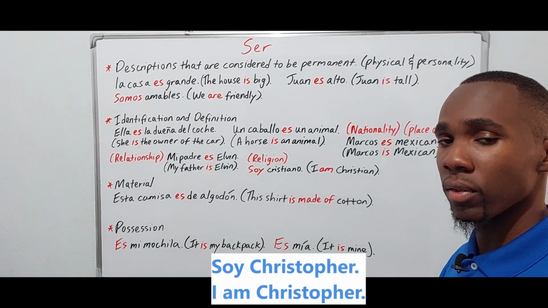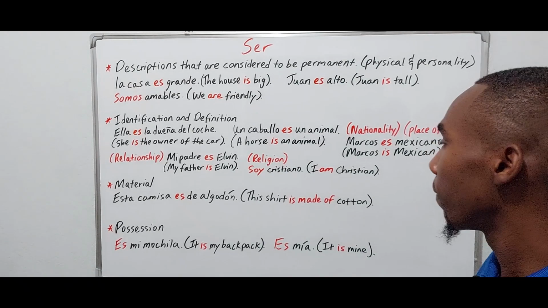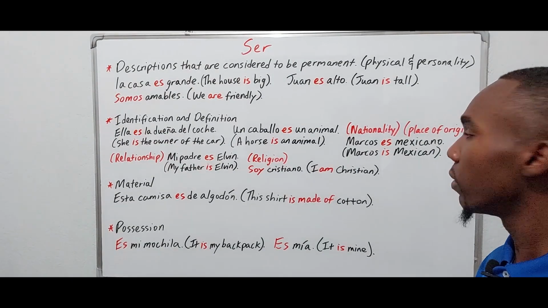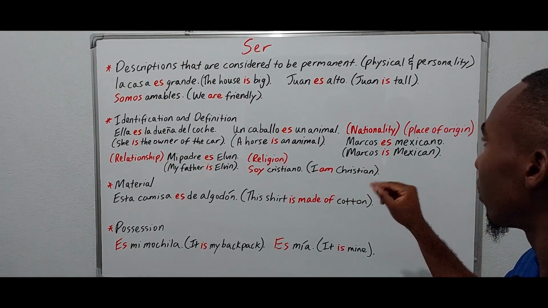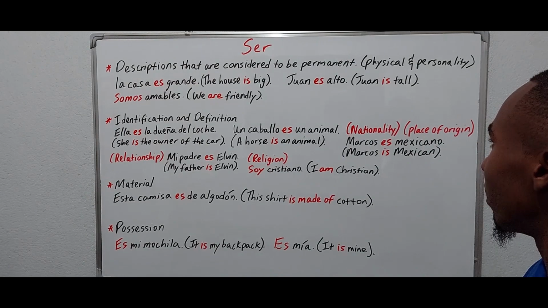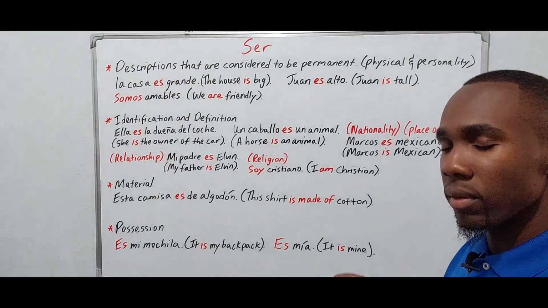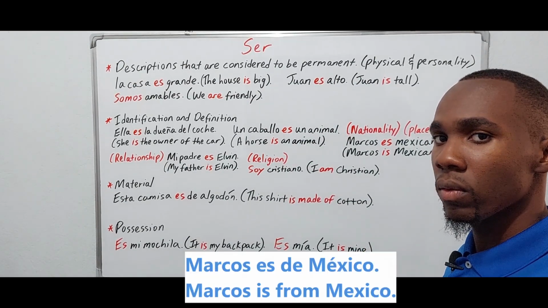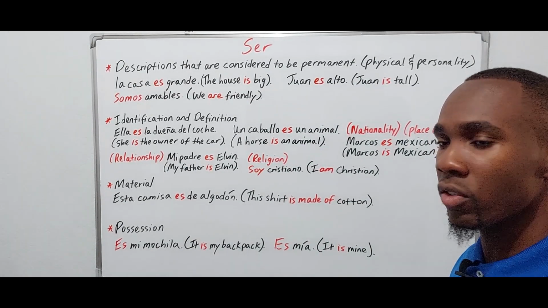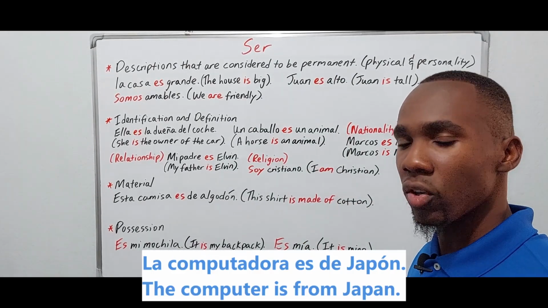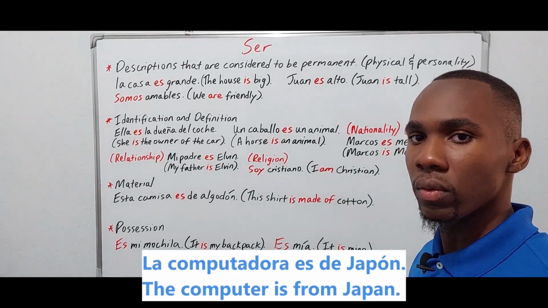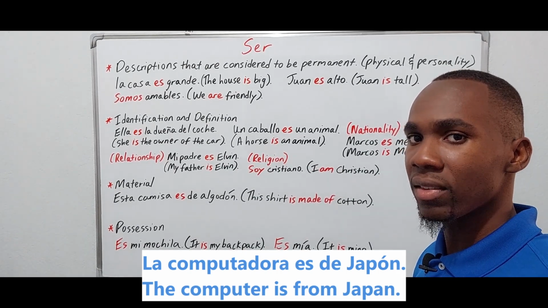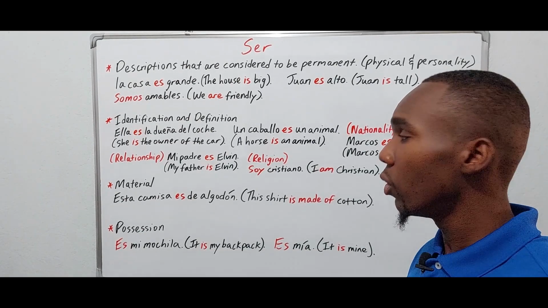So soy Christopher, right? So that's the verb ser again. We use it for nationality or place of origin. So for example, Marcos es mexicano. Marcos is Mexican. If we want to mention the place of origin, we could say Marcos es de México. That also applies to things. So, la computadora es de Japón. The computer is from Japan. So if we want to express nationality or place of origin, we use ser.